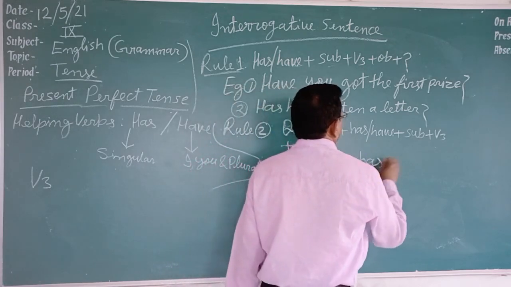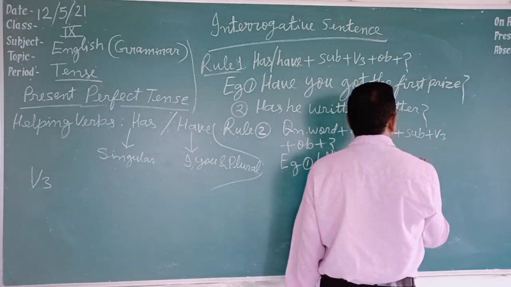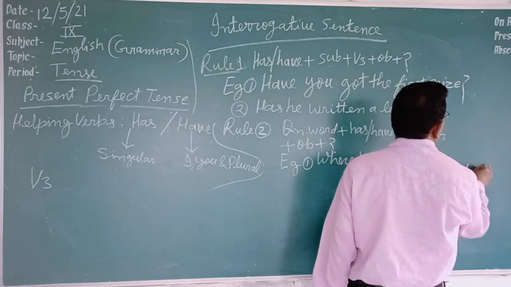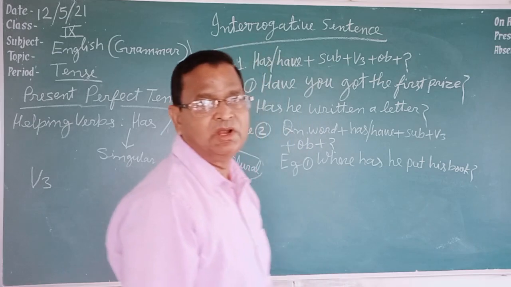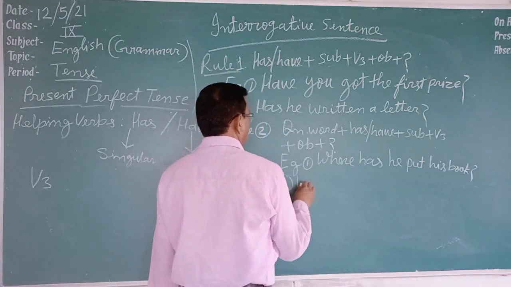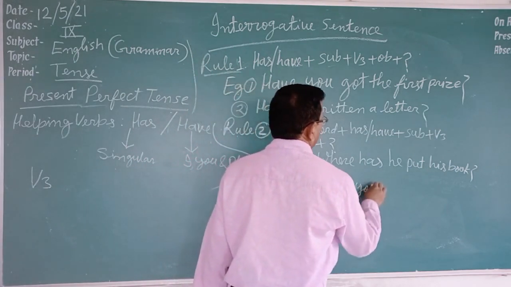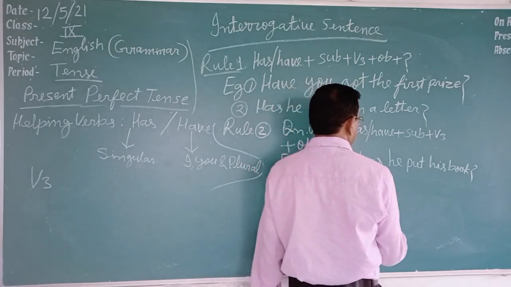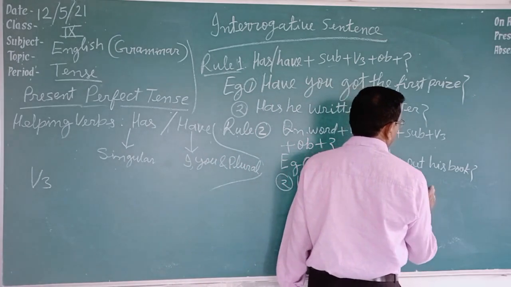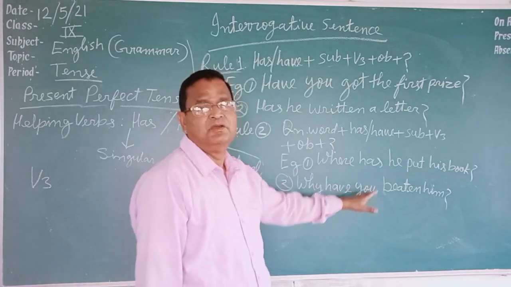This is the example sentence: Where has he put his book? Where has he put his book? Next example sentence: Why have you beaten him? Why have you beaten him?